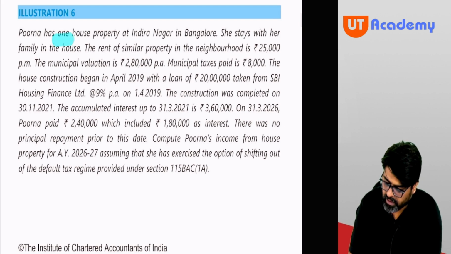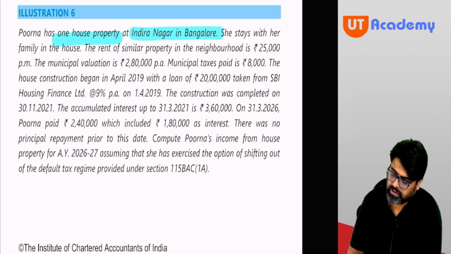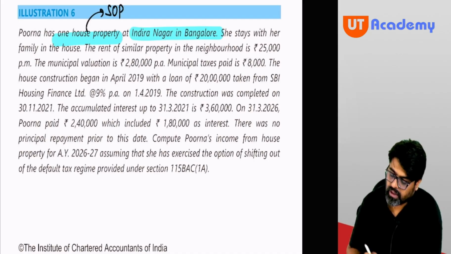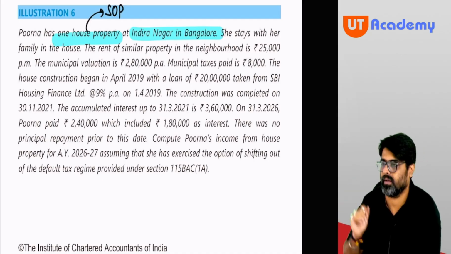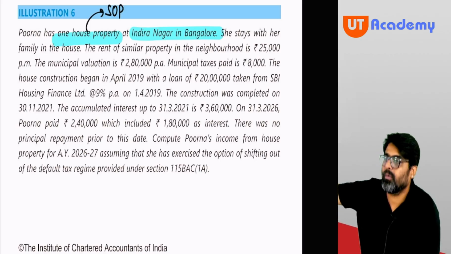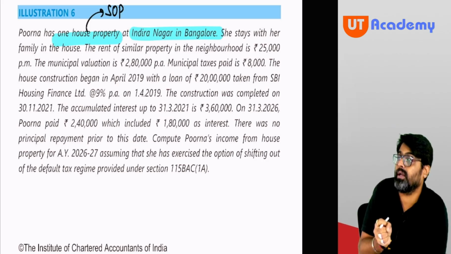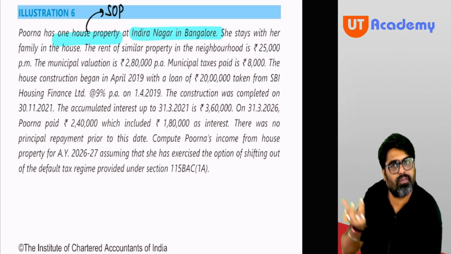Purna has how many properties? At Indiranagar in Bangalore. She stays with her family in this house, meaning that the house property in Indiranagar is SOP. Yes or no? The rent of similar property in the neighborhood is 25,000. They are telling about fair rent. Neighborhood means same locality, other similar type of property deriving how much rent? 25,000. So this is nothing but fair rent only, no?